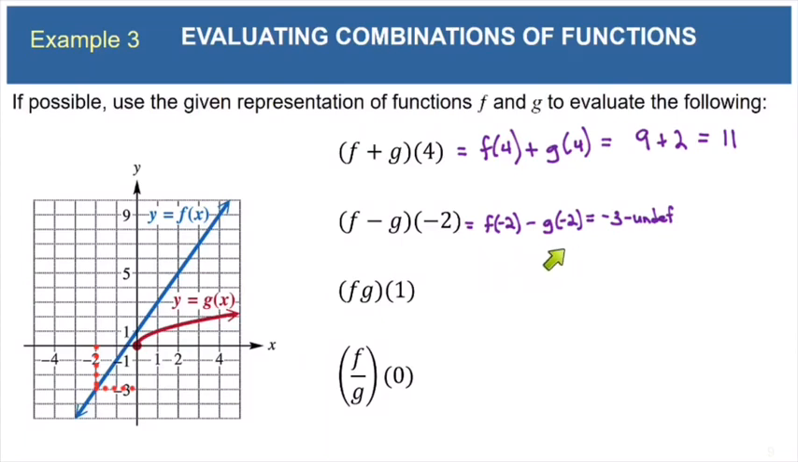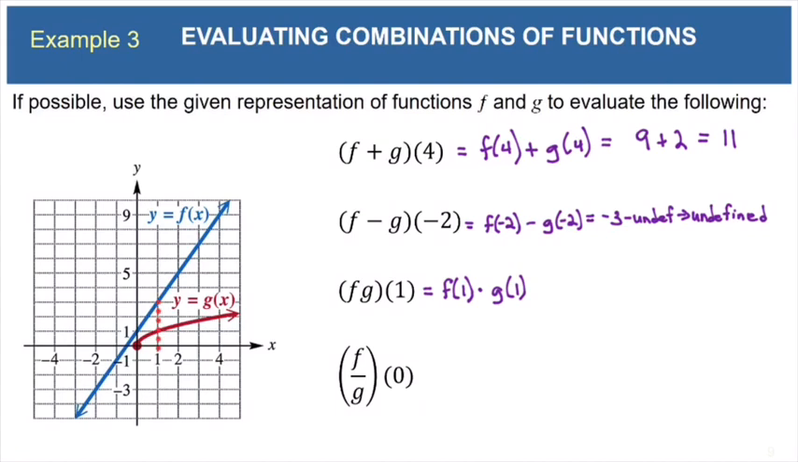So to do this subtraction, we'd be doing -3 minus an undefined number, and of course we can't do that, so that value itself is undefined. Now for the next part, we have f times g of 1. So of course this needs to be restated as f of 1 times g of 1. So that means we need to go to where x equals 1 and find each of these function values.